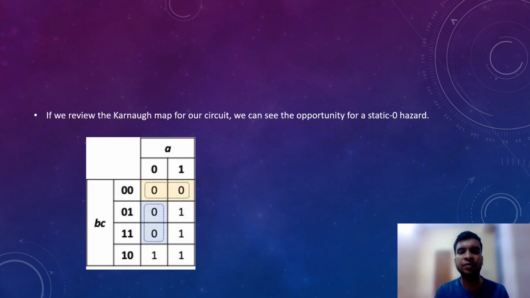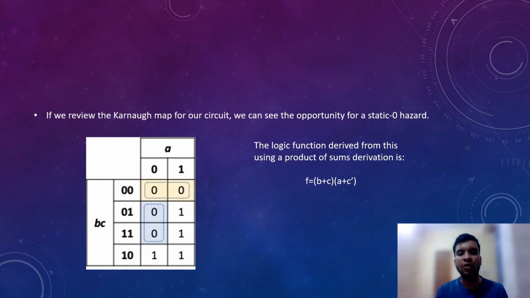If we see the Karnaugh map for our circuit, we can see the opportunity for a static 0 hazard. There are two adjacent but non-intersecting minterms for the 0 outputs, highlighted by the blue and tan shading. For a product of sums logic function, any two adjacent zeros that are not covered by a shared minterm can result in a static 0 hazard. The logical function from this Karnaugh map can be seen as shown.